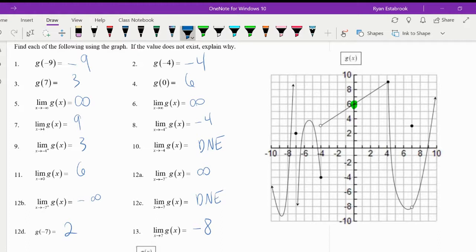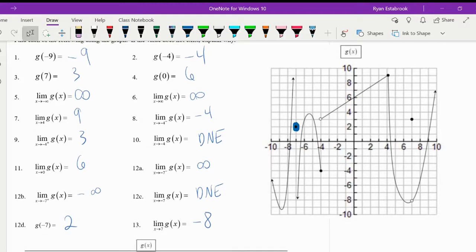12b, g of negative 7. So if I look on the graph, when x equals negative 7, the value of the function is this guy right here, equal to 2. And now as I look at x approaching negative 7, since the limit from the left and the right does not exist, I already know it's not continuous. Even more so, this value of the function isn't equal to the limit from either side. So definitely not continuous.